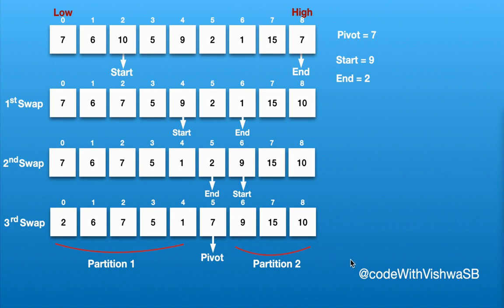We have divided the given data into two partitions. Now apply the same steps to each partition. Take one pivot from this partition and start finding the proper place for the pivot. Take another pivot from this and start finding the proper place for the pivot. Repeat the same steps until the sub-problems are directly solved. This is all about the implementation of quicksort.